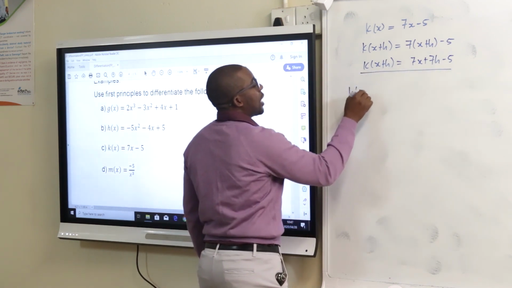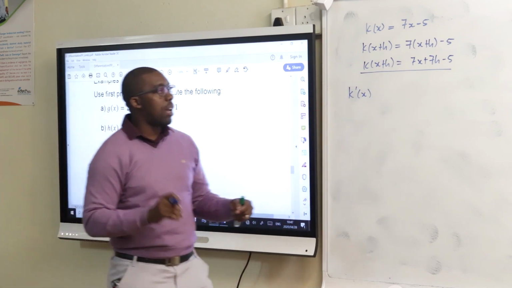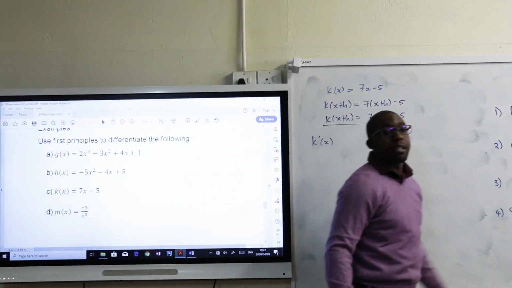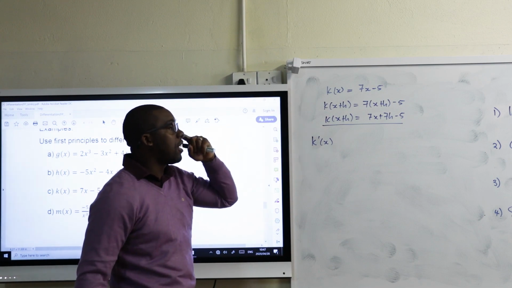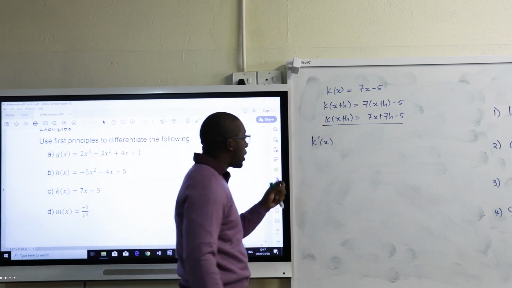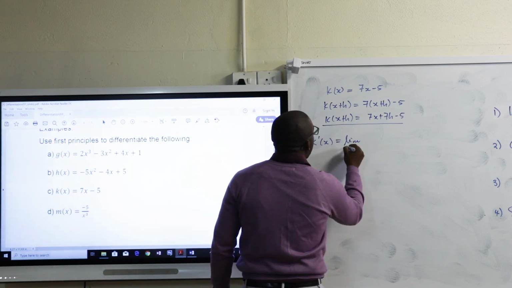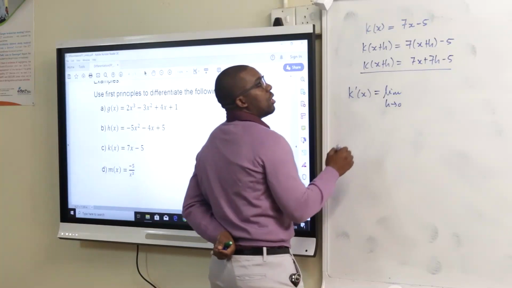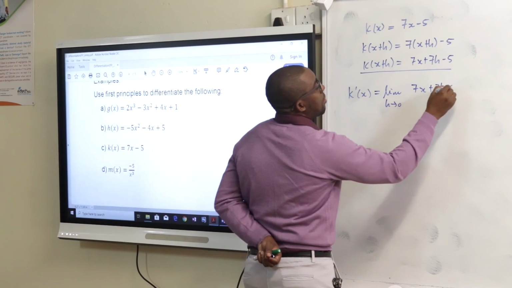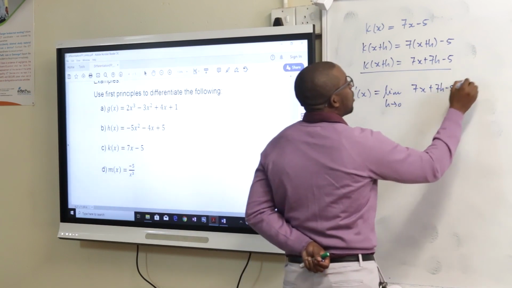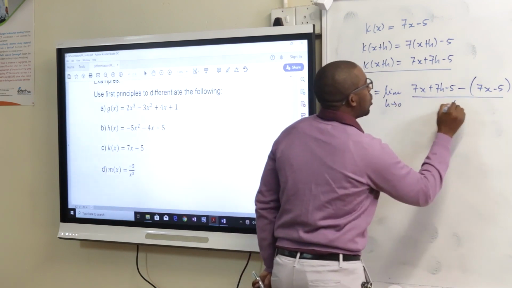Thereafter, k prime of x. Always be able to adapt to the notation. If they call the function f of x, fair enough. But if they call it k of x, then you have to work with that. You have to adapt it to the given expression, into the context of the question. This is equal to the limit as h approaches 0 of 7x plus 7h minus 5 minus the original function 7x minus 5, all over h.